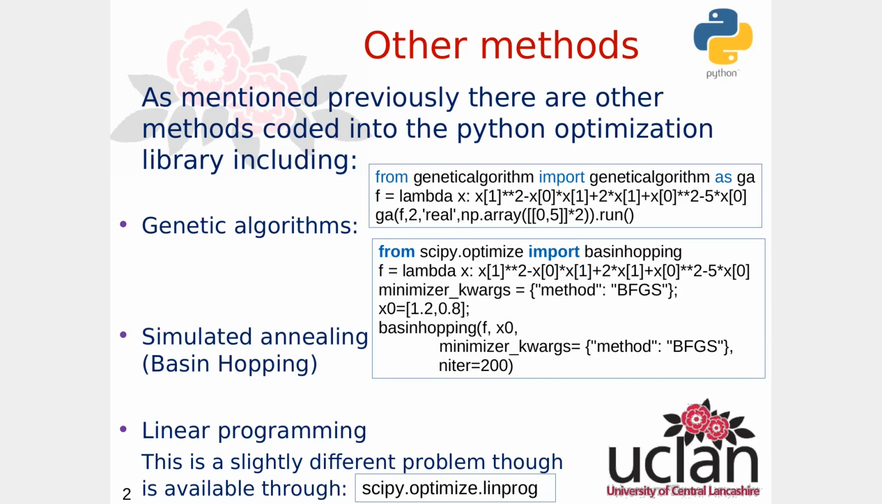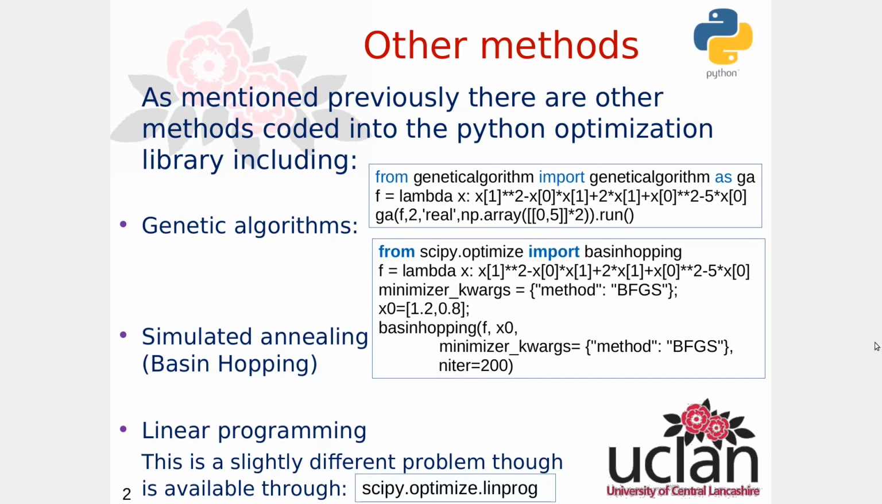One of them is a genetic algorithm, and these are actually imported from a different part of the Python universe. I'm going to import genetic algorithm as GA. Again, set up the lambda. This is simply the function as before, and this time it's just a simple GA. GA F2, tell it that it's a real, give the original array, and then ask it to run the algorithm.